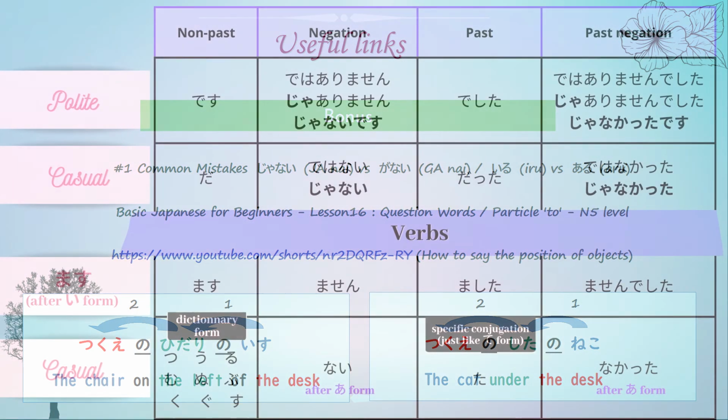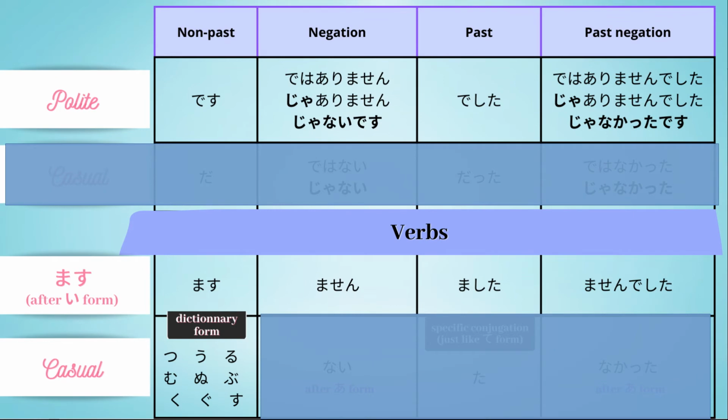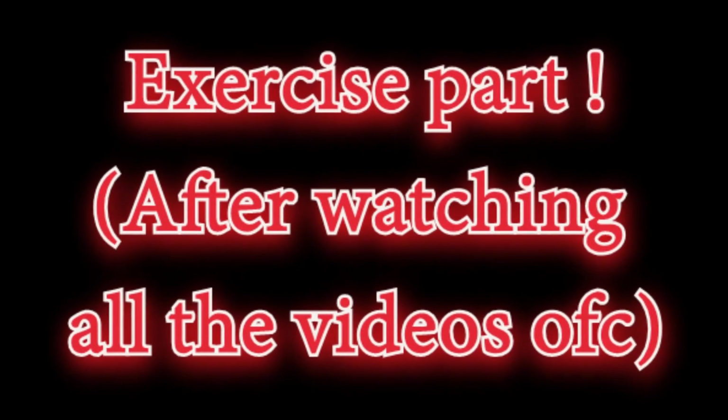And then finally here you have the basic conjugations, and as I told you, for the moment just learn the polite conjugations. Here I added the casual conjugation, so you don't need to learn them for the moment, but if you're curious, if you're interested, of course you can learn it. And now let's get to the exercise part.